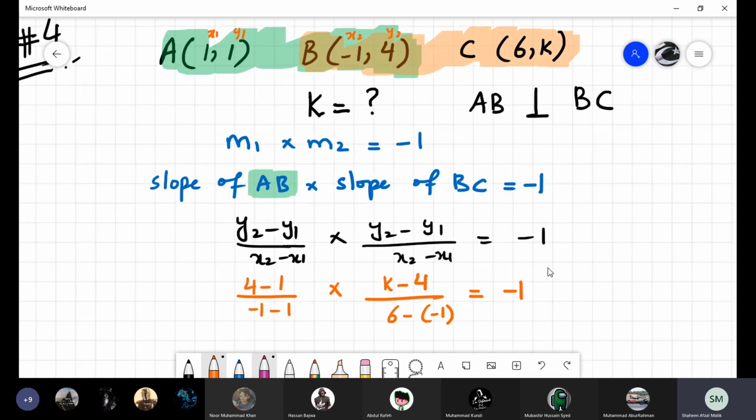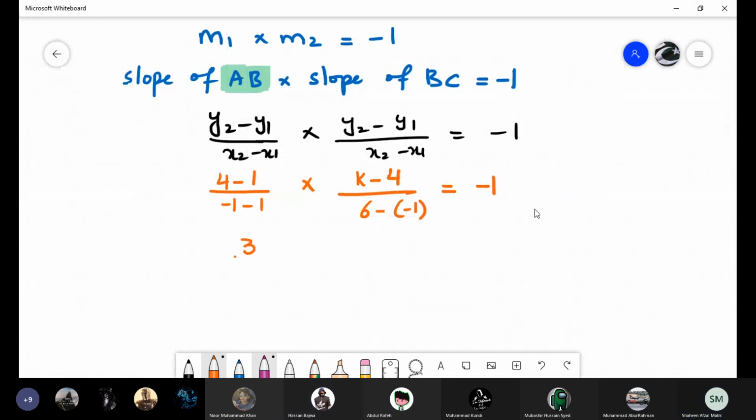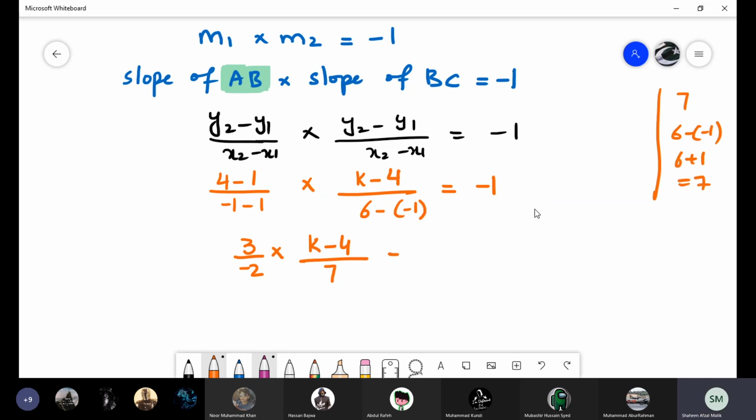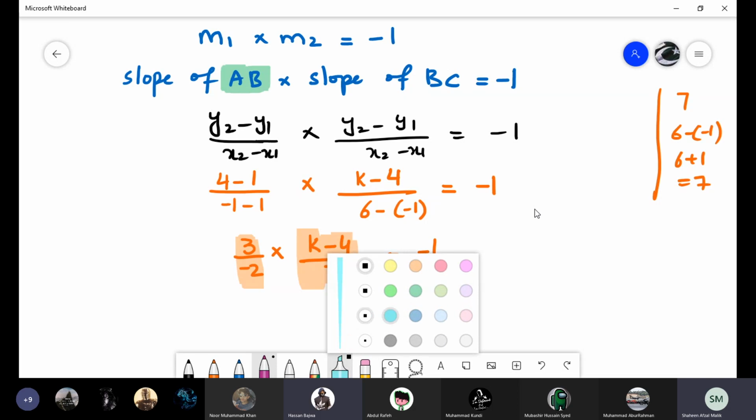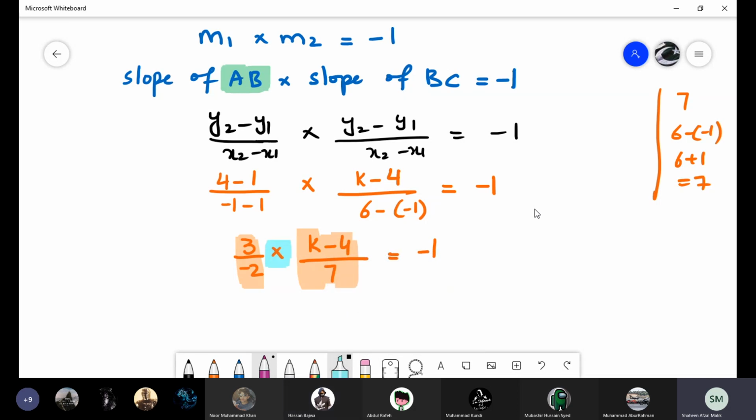Simplified, 3 over minus 2 multiplied by K minus 4 over 6 plus 1. 6 plus 1 is equal to 7, so we can write it directly as 7. Then, not cross multiplication. You can see here that there is one fraction and another fraction, with the multiplication sign between them. So first of all, multiply numerator with numerator, denominator with denominator.